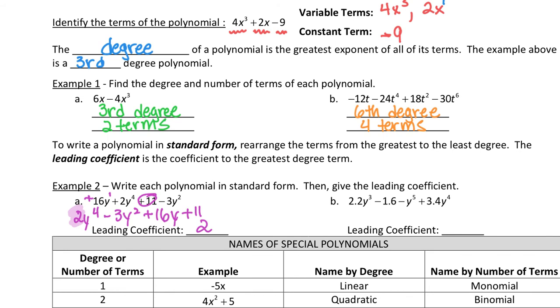I want you to take a moment to try B on your own, and then you can check your answer with me. If you did this correctly, it should look like this one. We'd start with that minus or negative y to the fifth plus 3.4y to the fourth, then 2.2y cubed or to the third, and then minus the 1.6. My leading coefficient might be a little bit trickier, but hopefully you remembered that -1, that invisible 1 is right there. So our leading coefficient here is actually -1.